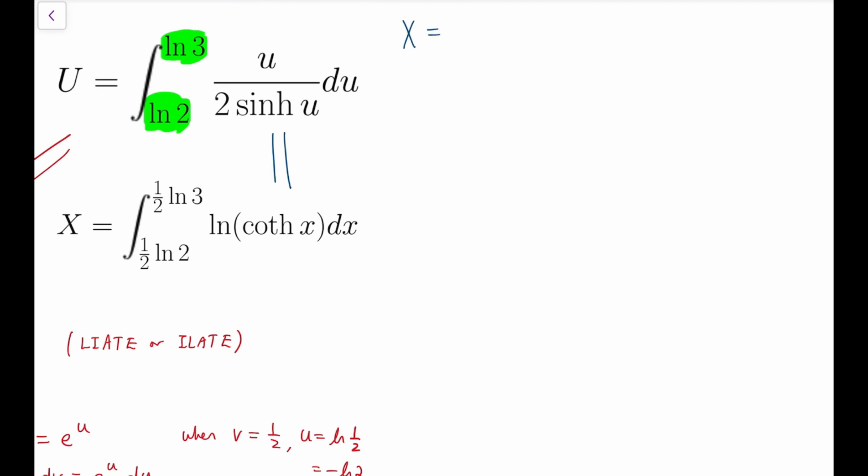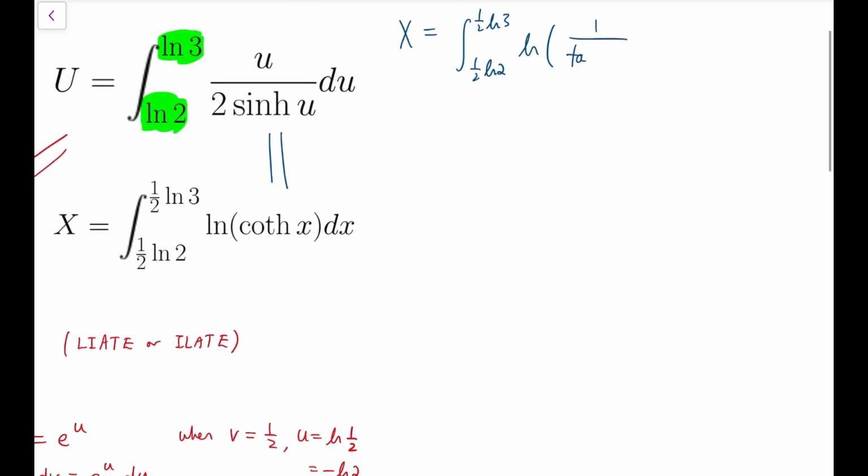And I'm going to rewrite cotangent h of x as 1 over tangent h of x. And so it's actually just minus the integral of natural log of tangent h of x dx.